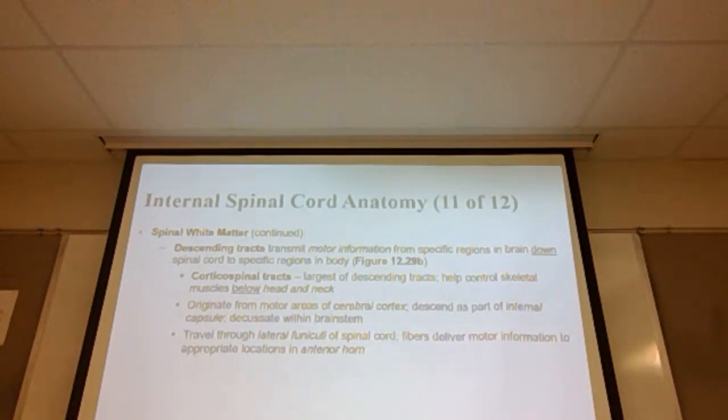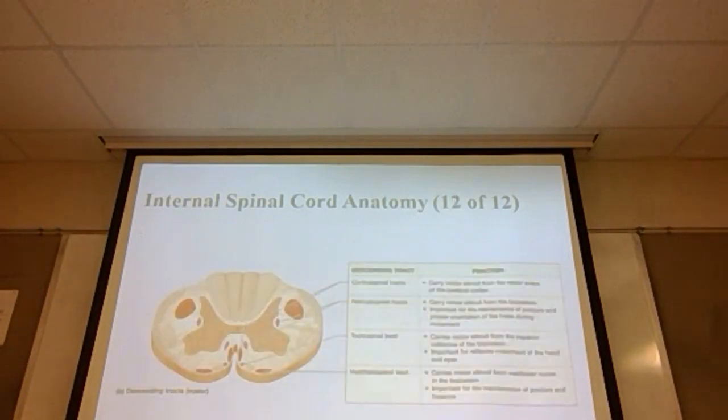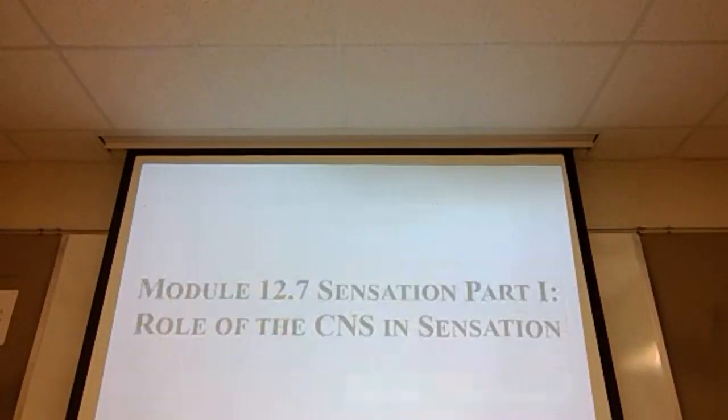Decussate, sorry. Travel through the lateral funiculi of the spinal cord. These fibers deliver motor information to the appropriate locations within the anterior horn. And again, here are those structures: the corticospinal tracts, the reticulospinal tracts, the tectospinal tract, and the vestibulospinal tract.